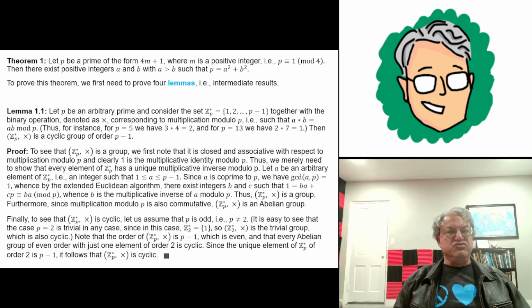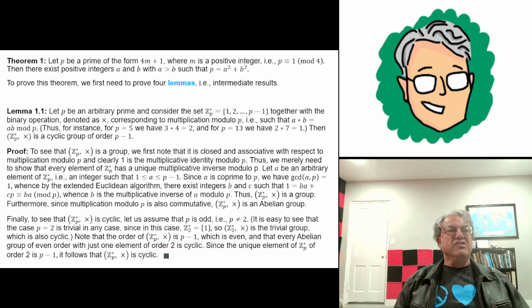So again, that just proves that this group is an abelian group. But now you have to know something about abelian groups. Well, there's actually two cases to consider here. There's the case where P is 2. That's kind of a trivial case. If P is 2, then this set only has one element, just 1. So this is a pretty boring set.